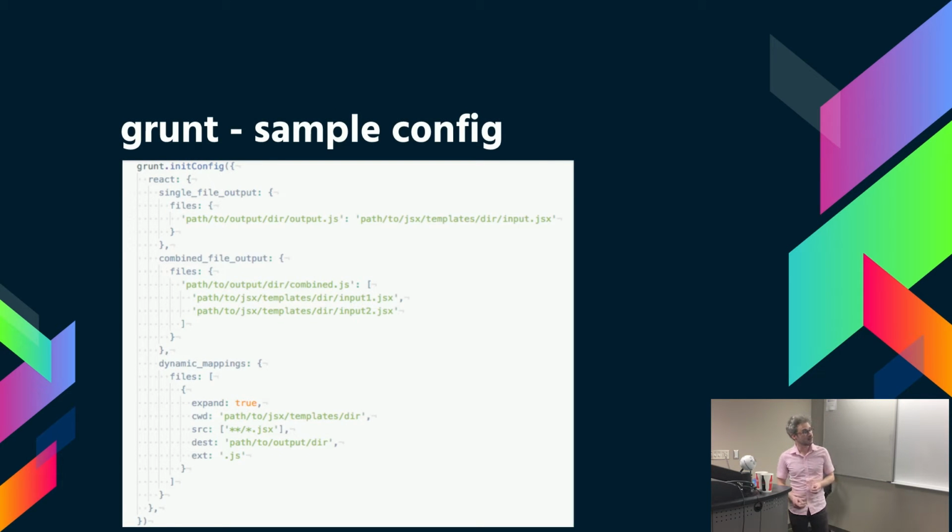So here's a sample config. Obviously it's a little bit longer. You'll notice that it's just an object really running into this init config. So in that way it's a little bit different, but really these do about the same thing. It's just taking JSX files. It's going to output a .js in the end.